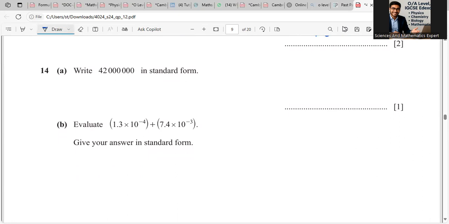Write this number in standard form. The decimal is here: 1, 2, 3, 4, 5, 6, 7. So 4.2 multiplied by 10 raised to power 7.